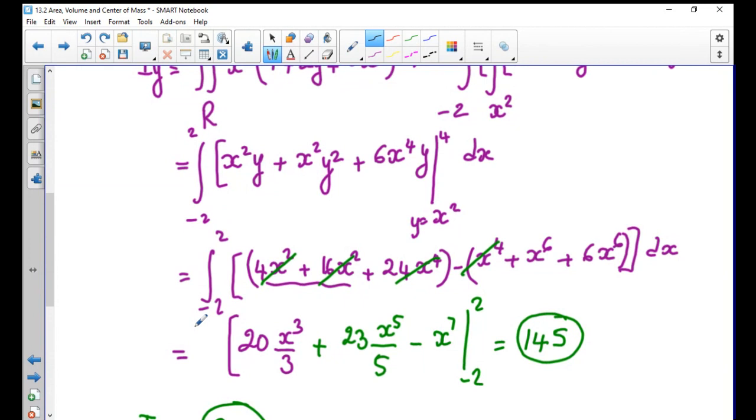Can you remove the integration? Yeah, exactly. And then calculate at 2. 2, yes. Multiply that by 2. Yeah, that's it.